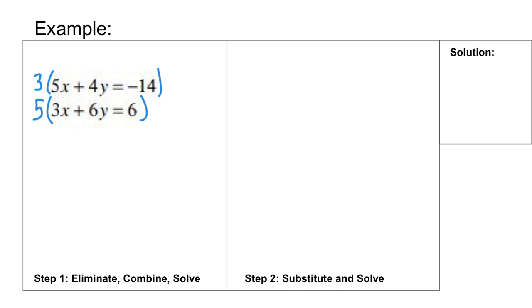Now, you won't always multiply by the same number, although you always can and it'll always work. But you won't always have to multiply 3 up here if there was a 3 on the bottom, or 5 down here if there was a 5 up top. Just happened to work out that way for this one.